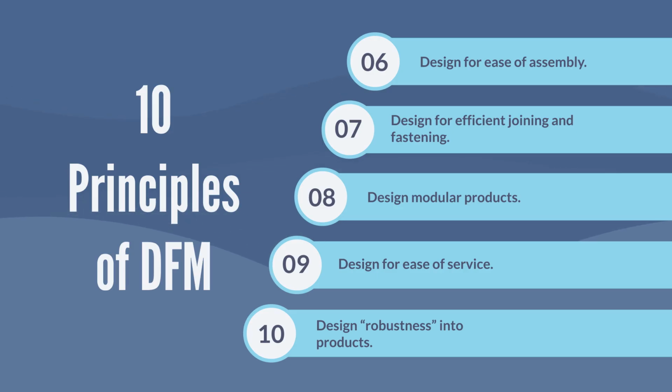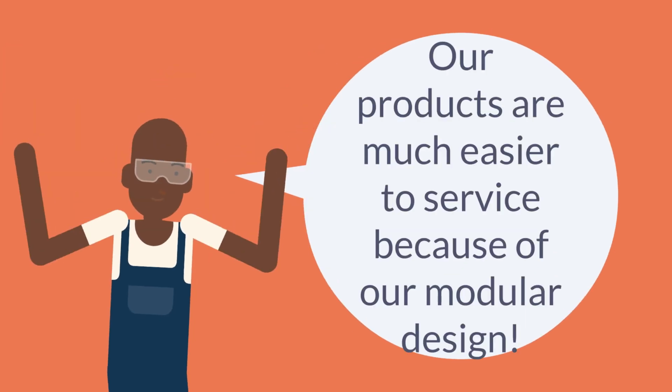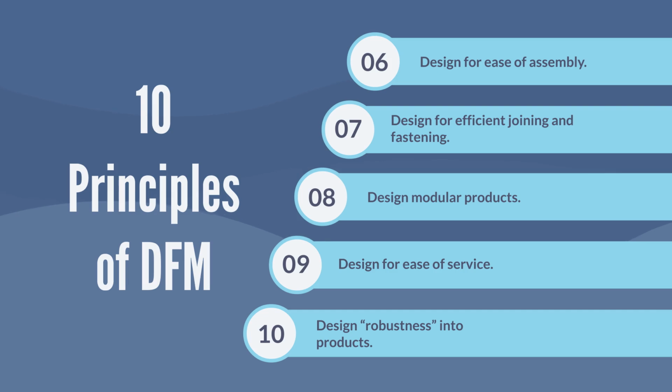Design also for ease of service. Use easily replaced modules and parts that require common tools instead of special tools. Finally, design robustness into products. Design product that is tolerant of variation or change which consistently conforms to design intent in spite of internal or external noise, therefore resulting in a high-quality product.